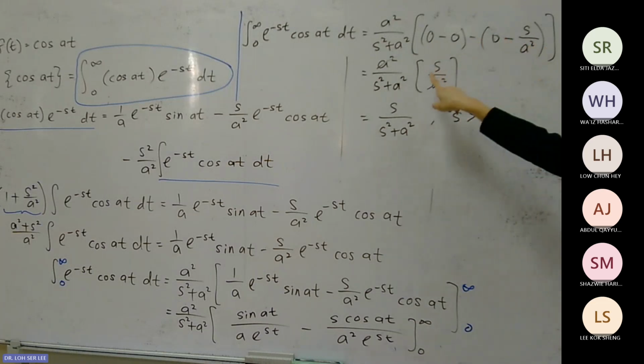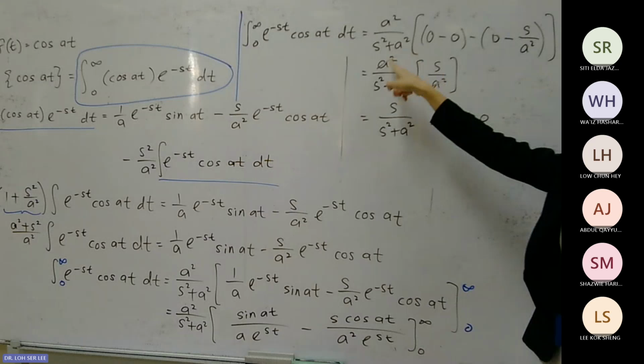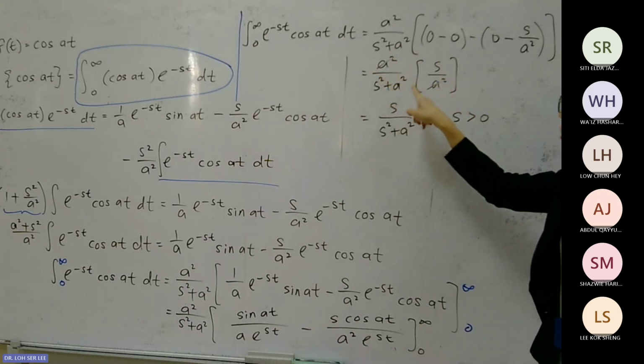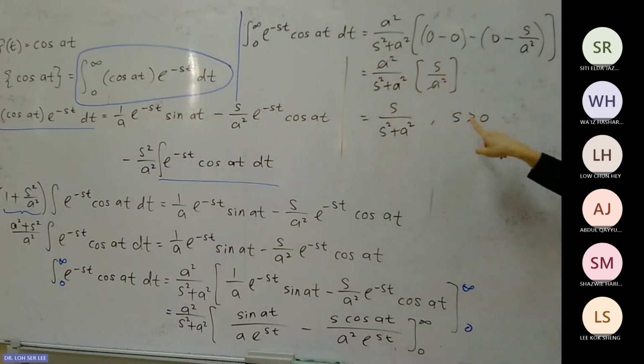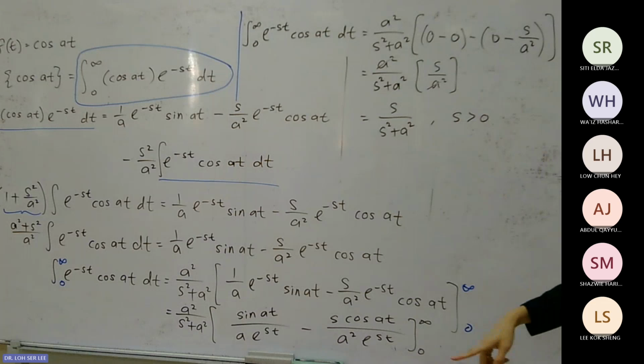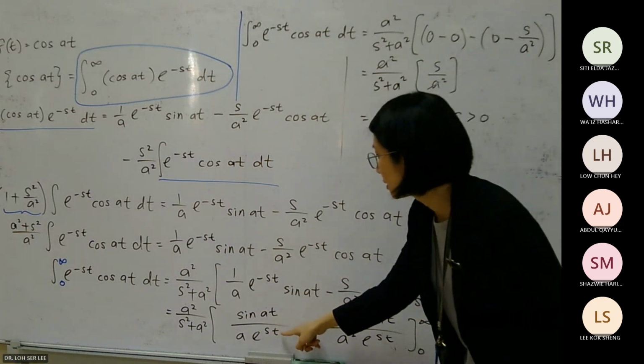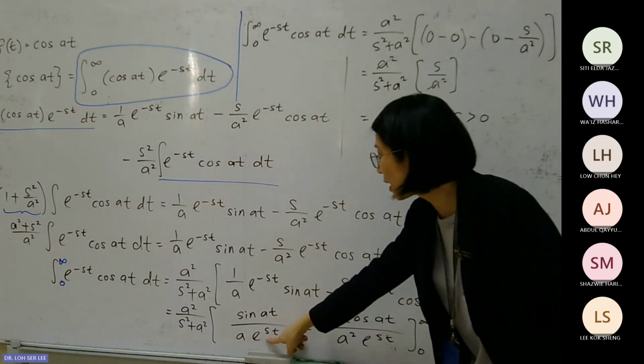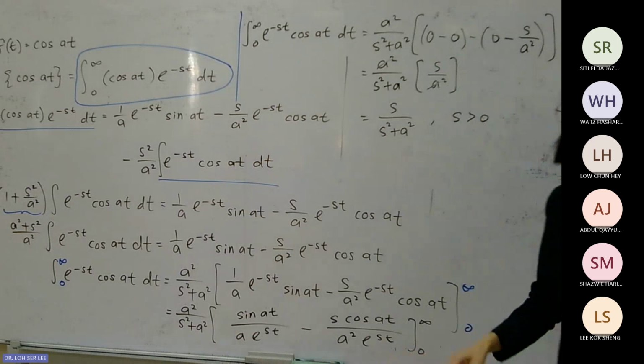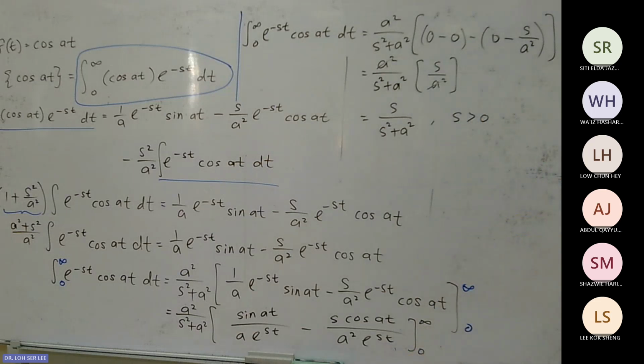Minus, minus, we get plus. Lastly, we cancel out the a squared, so we have s over this function, with the assumption of s greater than 0. Because s is positive, that's why your exponential function stays in the denominator. Okay?